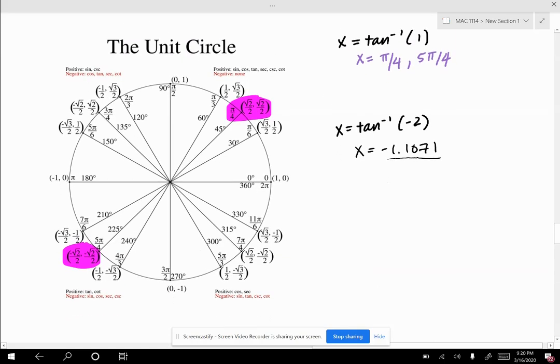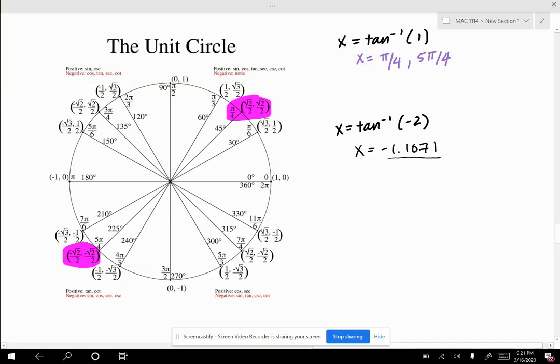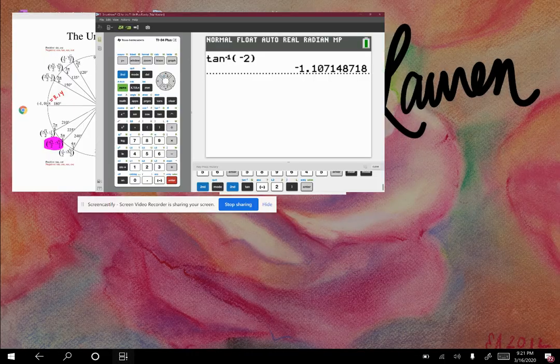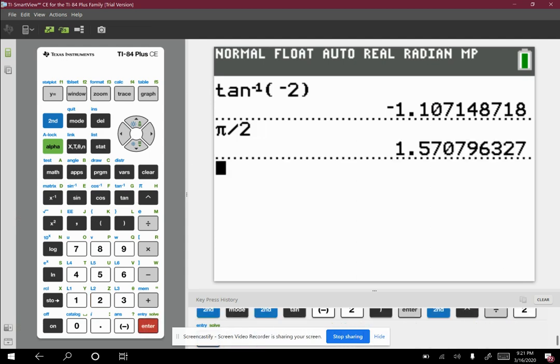So first, let's determine where this would be. The angle we got from our calculator is -1.1071 in radians. Remember, our unit circle is also labeled in radians: pi over 2, pi, 3 pi over 2, 2 pi. We know that pi is equivalent to 3.14. Pi over 2 would be half of this, so let's calculate that. Pi divided by 2 is 1.57.